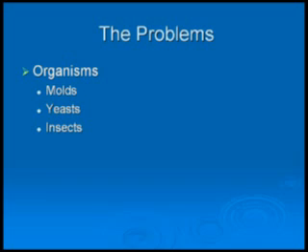The next group of problem organisms that we need to take a look at are, of course, the insects. And in some ways these are the ones that are most noticeable.